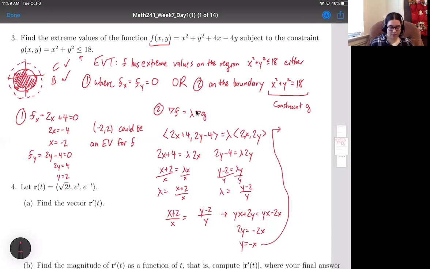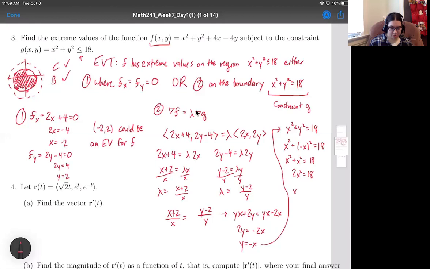Now I'm going to take that and plug back into the equation that my constraint was giving me, which is that x squared plus y squared equals 18. And I'm going to plug in y is equal to negative x so I can solve that to get a numerical value. So x squared plus y squared is now equal to x squared plus negative x squared. But negative x squared just squares to the same thing as x squared. So this becomes x squared plus x squared is 18.